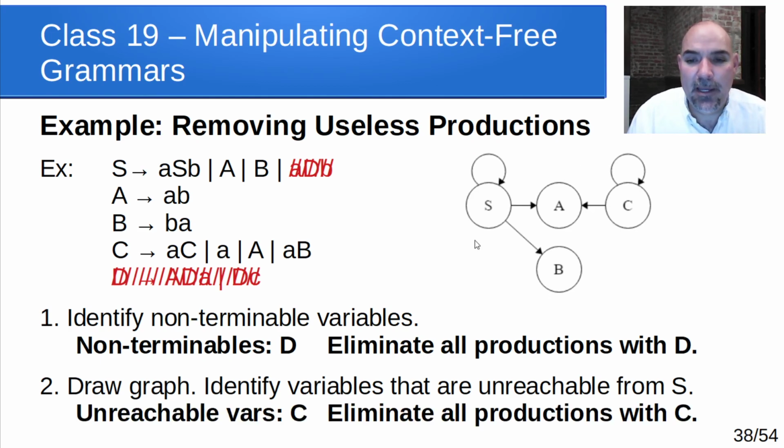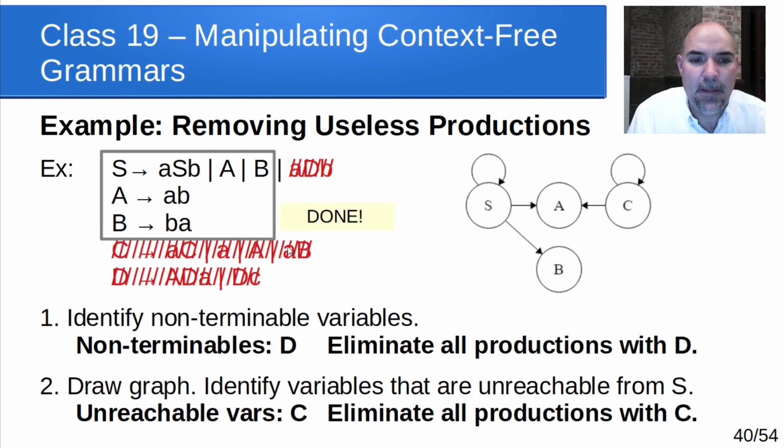And we can eliminate any production that has C anywhere in it. So in this case, none of these have C on the right-hand side. So all of these here, all four of these productions associated with variable C, are going to go away. So what's left now no longer has useless productions, and we're done. Notice that we cut out a good portion of that grammar by getting rid of those useless productions. And now we're left with only the things that matter for this particular language.